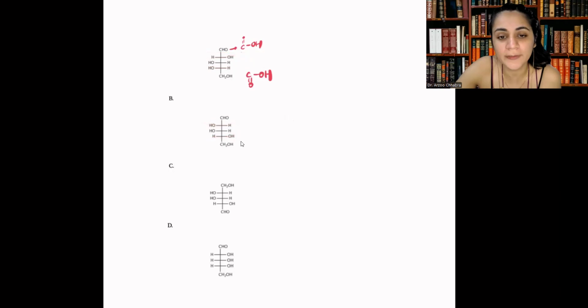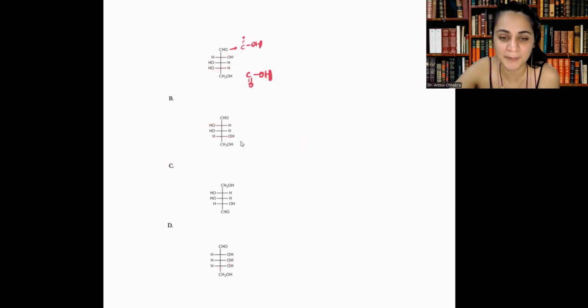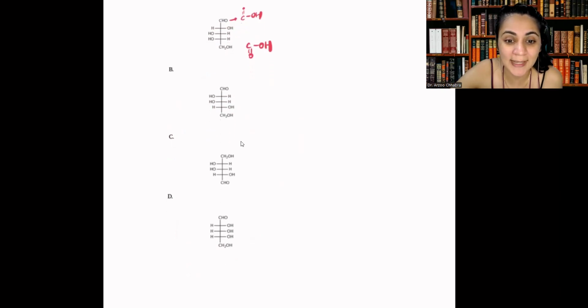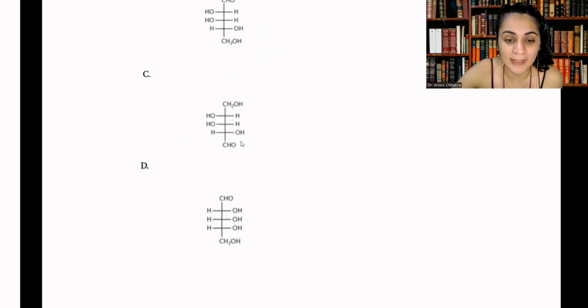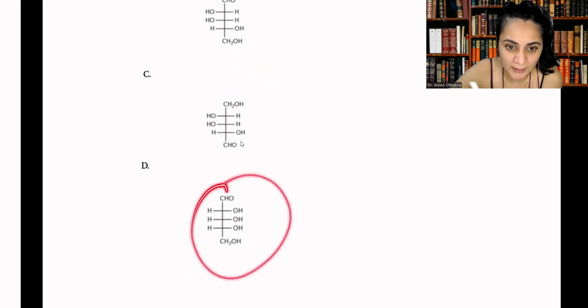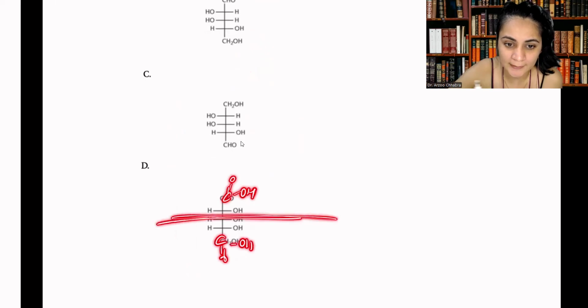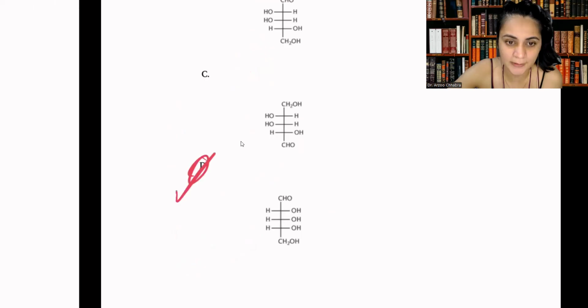Okay, so all we have to figure out is which of these after oxidation will become optically inactive, right? Because if they're symmetrical, then they're optically inactive. So if you look at option D here, we would have C double bond OOH, then C double bond OOH, and at this plane of symmetry, the molecule is optically inactive. So option D is the correct answer for this problem.